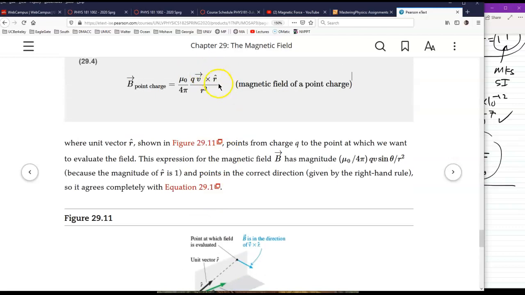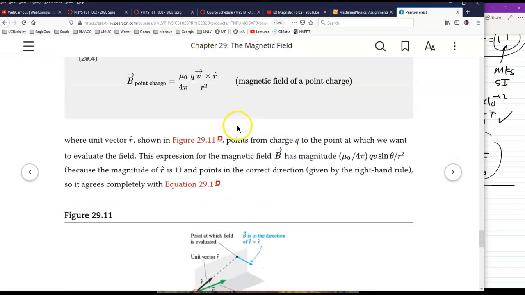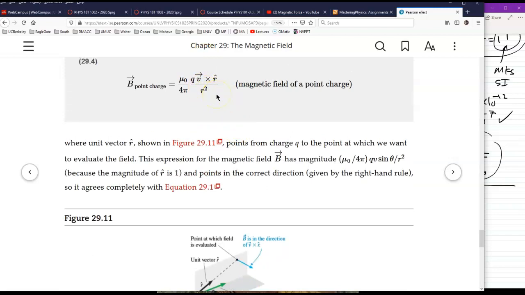R, the little hat here indicates it's a vector, but it's a unit vector, which means the magnitude is 1. You get that? So that's the meaning of it. So V cross the unit vector R divided by how far it is squared. It's an inverse square law, as you can see. It's similar to the electric field, more or less.